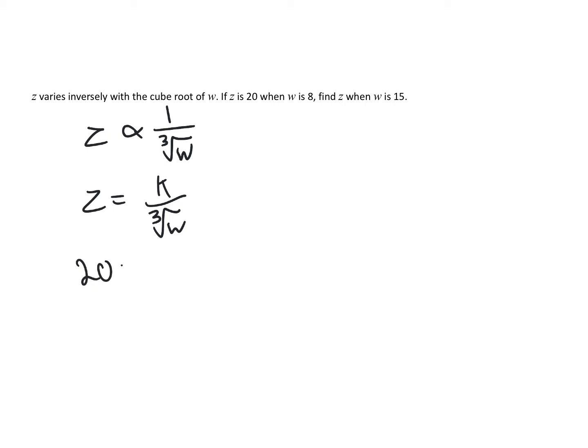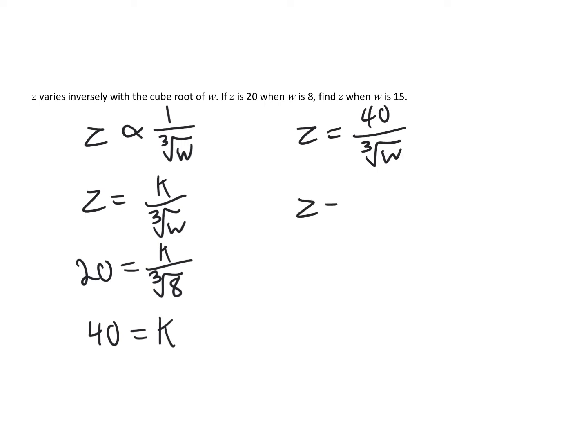So z is 20 when w is 8. We can multiply that up. Cube root of 8 is 2. 2 times 20 is 40, which gives us our k value. So we now have z equals 40 over cube root w. And we can find z when w is 15, which is approximately 16.2.